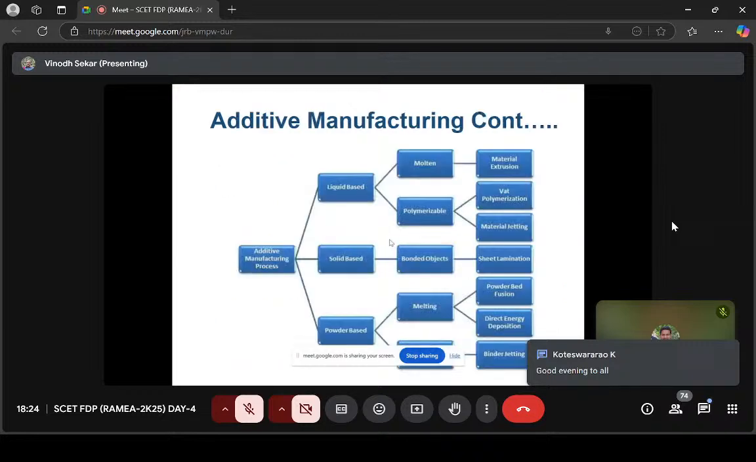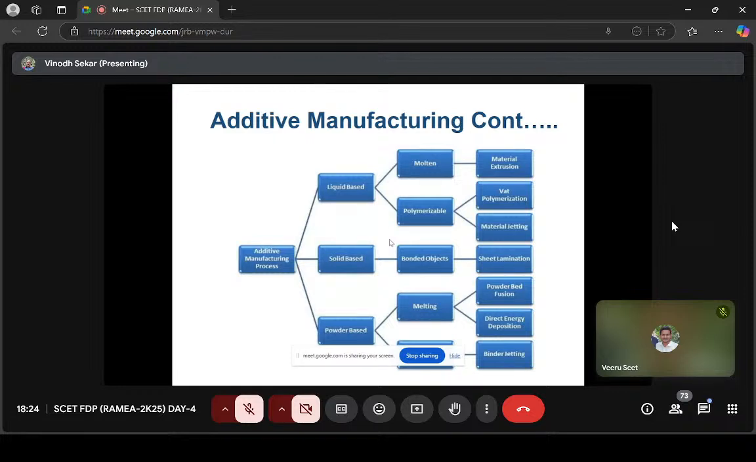And there are diverse technologies in this. Starting from an extrusion process, we have polymerization, sheet lamination, powder bed fusion, direct energy deposition, metal jetting, binder jetting, and so on. Several technologies are there, and several advanced technologies have come to support this, starting from a three-dimensional way of doing additive manufacturing.